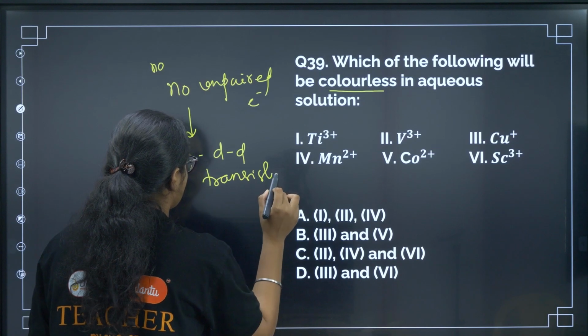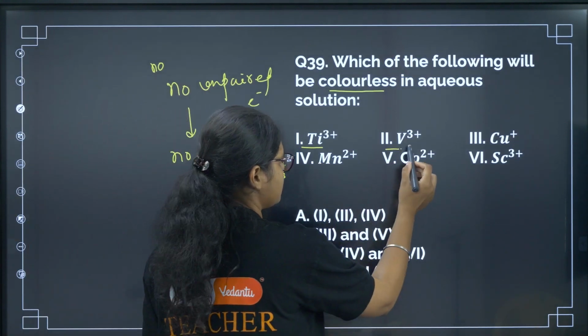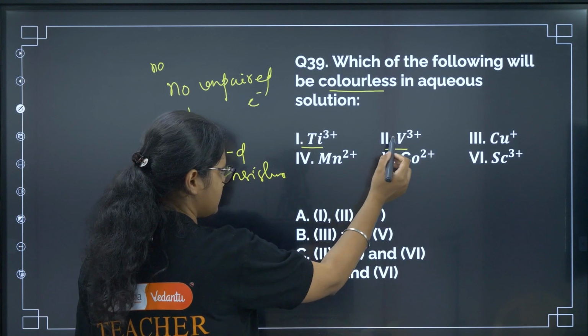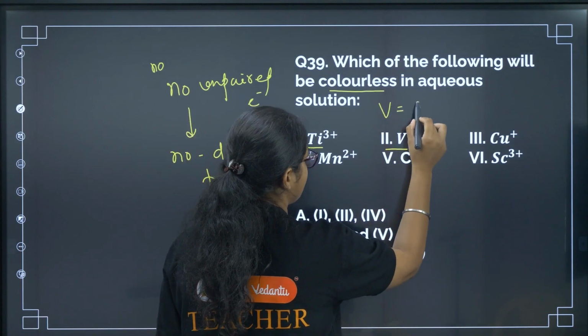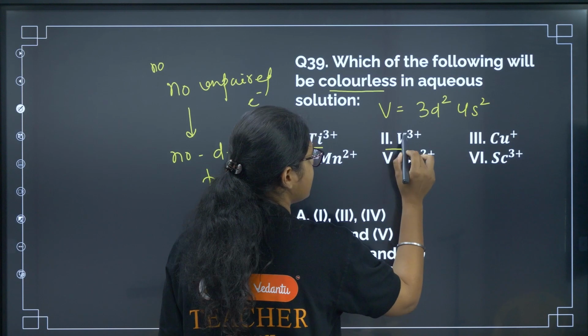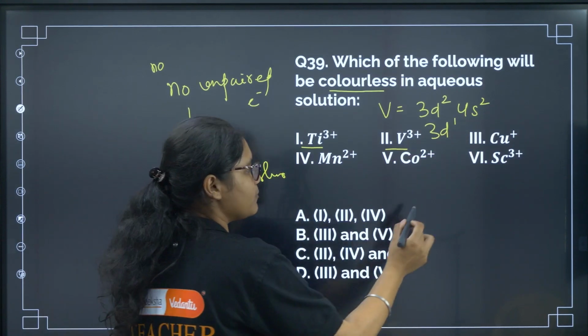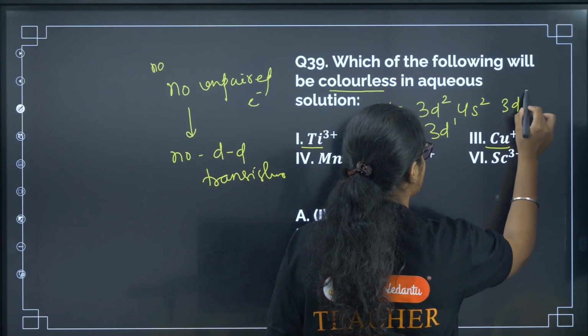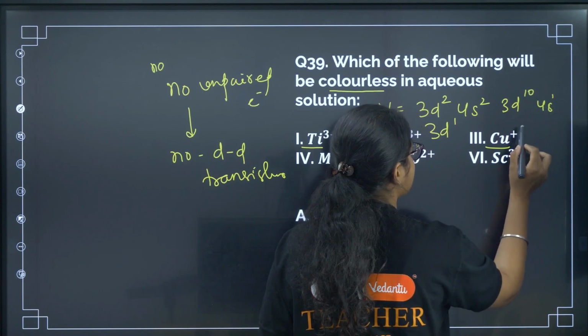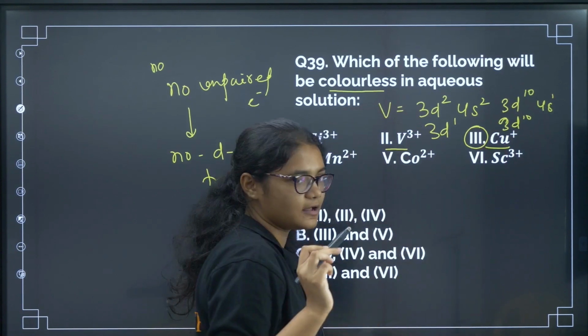Okay, so now let us see the option. Ti3+ will have unpaired electrons, vanadium 3+ will also have. So I'll just do for this one: vanadium is 3d3 4s2, so vanadium 3+ will be 3d1, so one unpaired electron is there. Copper plus is 3d10 4s1. Copper plus means only 3d10, so no unpaired electron. This can be the answer.